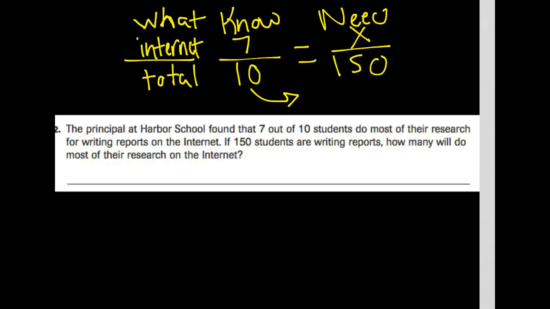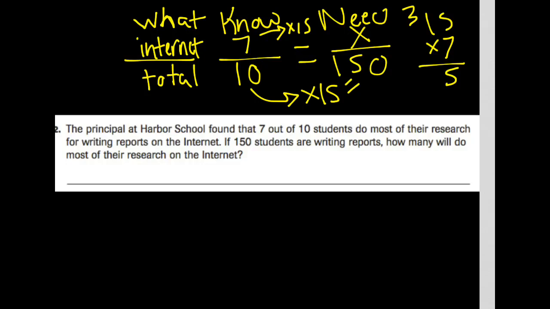So I can just multiply 10 times 15 to get 150. So I can do 7 times 15 to get x. 15 times 7: 7 times 5 is 35. 7 times 1 is 7, plus 3 is 10. So I got 105. So there's 105 students that would use the internet to write their research paper.